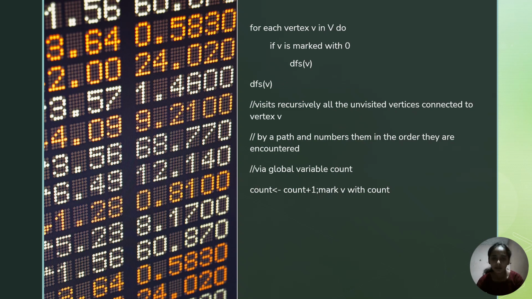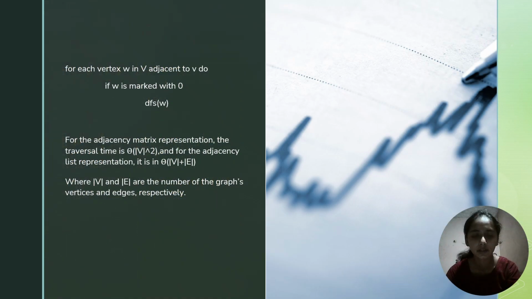dfs(v) visits recursively all the unvisited vertices connected to vertex v by a path and numbers them in the order they are encountered via the global variable count. count = count + 1, mark v with count. For each vertex w in V adjacent to v, do: if w is marked with 0, dfs(w).